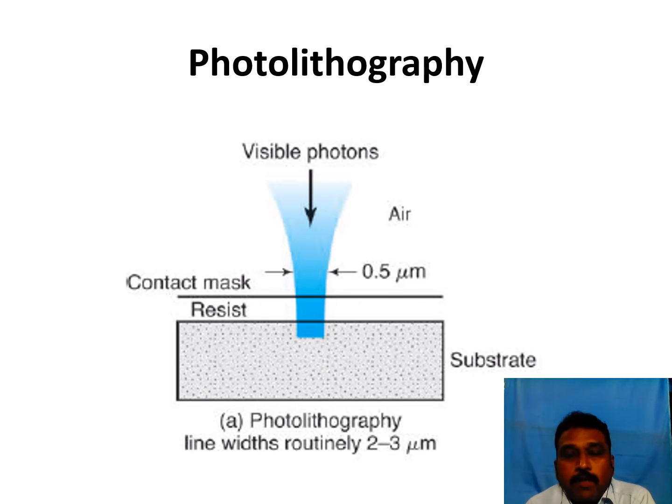The photons were made to fall on a substrate, in the presence of air, and then you can have the resist over it, and then a contact mask over it. So you can get that beam density, that is 0.5 in microns. So that will create the resist there. That is the film over there.